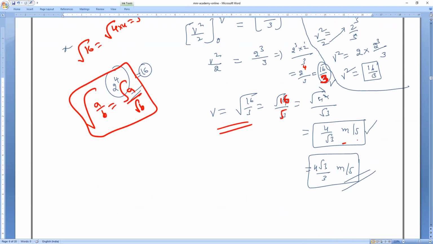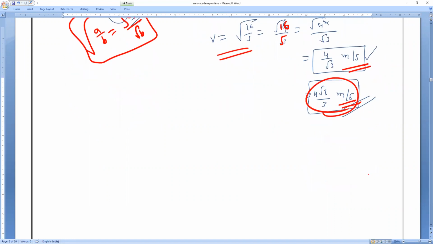4 by root 3. Directly you got it or not? Understood? Yes, sir. 4 by root 3 we can also write as 4 into root 3 by 3 meters. So that is what you have to understand. Is it okay, guys? Yes, sir. Till here, please kindly practice.